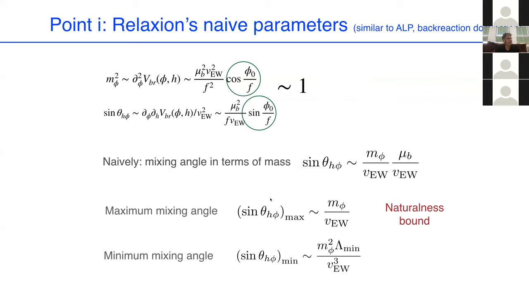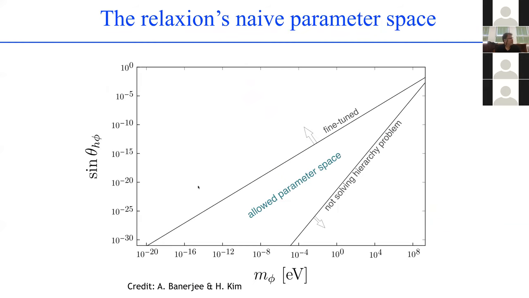So naively, if you do this, you'll find indeed the naturalness bound that I just described for a scalar portal, that is, this cannot be bigger than M over V, et cetera, et cetera. Okay, and you have a minimum and maximum mixing. Fine. So here you see this. Here is the parameter space of this Higgs portal-like theory, sine theta as a function of M. And you see that you cannot go below something because you want to solve the hierarchy problem. It's a compact parameter space. And then this is the fine-tuned Higgs portal region. And this is the allowed parameter space. However, the situation is actually much more interesting than that.